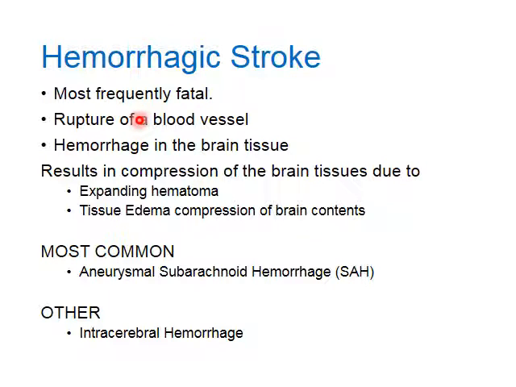So hemorrhagic stroke, most commonly fatal. Okay? Rupture of a blood vessel usually results in the following, which I just described. An expanding hematoma or an expanding blood clot. And that expanding blood clot squeezes the rest of your brain. We end up getting tissue edema and compression of the brain contents. Most common are due to aneurysms that are somewhere in the brain, and one of the most common is what we call an aneurysmal or subarachnoid hemorrhage, or a SAH. Or we can have an intracerebral hemorrhage as well.